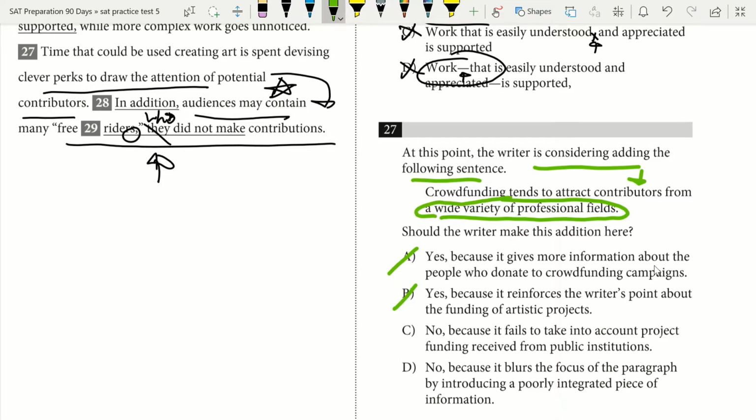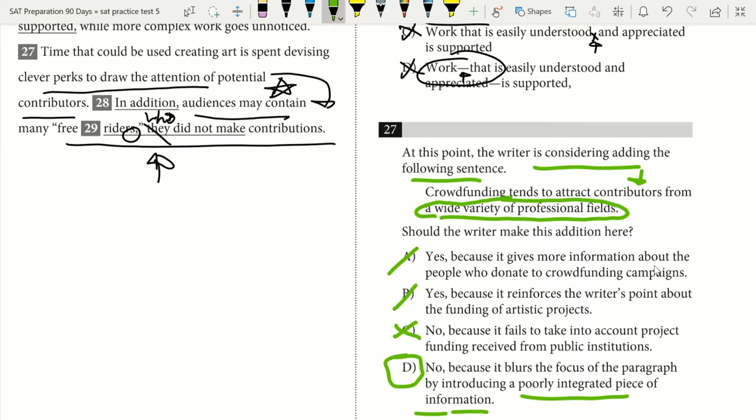Why? Well, we don't want to add it because it's blurring the focus of the paragraph, and that's a common answer. If there's a sentence that you don't want to add, a lot of times the answer will be because it blurs the focus of the paragraph. Many times you'll see something really unrelated being offered as an addition, and if it's unrelated, you do not want to add it because it's going to blur the focus of the paragraph by introducing a poorly integrated piece of information. So if anything is not supporting your argument or is completely off topic, make sure you do not add it. Our correct answer for 27 is going to be D.